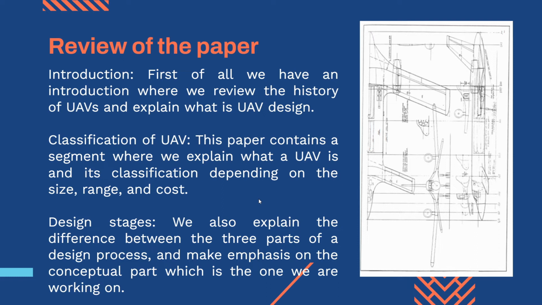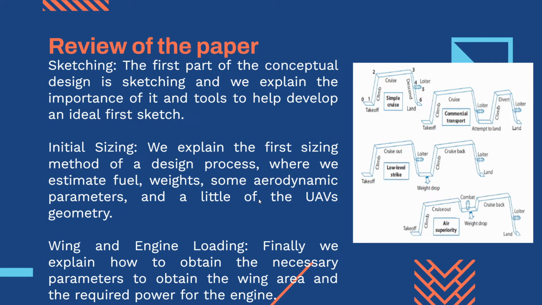And finally, we will give information about the design stages, which is composed of three parts, but we will only be focusing on the conceptual part. Then, to start the conceptual design, we start with sketching, which is pure conceptual design, and is what is going to give us the main idea of how our UAV is going to look. This will be done by focusing on other UAVs that share the main features of our mission.